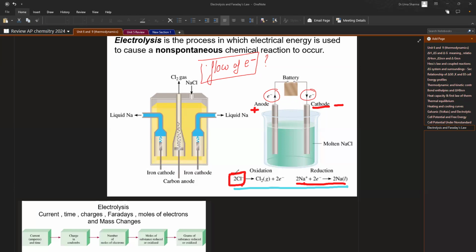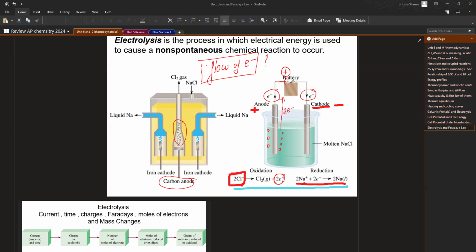Now, Rahul, explain. If you see, the anode is the one which is giving you electrons. These electrons are going in the wire like this. These two electrons. And you can see bubbles of Cl2 gas on the anode. Right? And then they are going into the positive terminal of the battery.